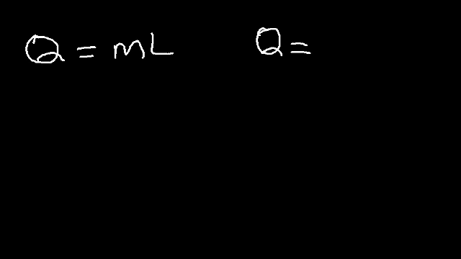In this portion of physics, there are two equations that you need to know. Q is equal to m times L, and Q is equal to m c delta T. Q represents the amount of heat energy that is absorbed or released, and Q is measured in joules. It can also be calories as well.